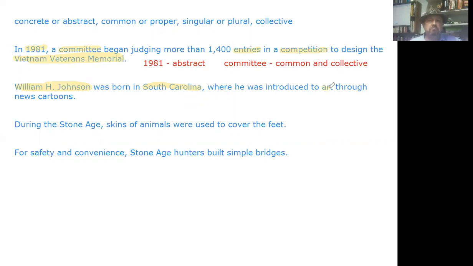Art, concrete, common noun. Cartoons. Cartoons are kind of weird if you think about it, but you've got to remember, concrete applies even if I can only see and hear, right? So I can't really touch a cartoon, but I can see and hear it, so it's concrete, and so on. Now, every now and then, things get a little odd.